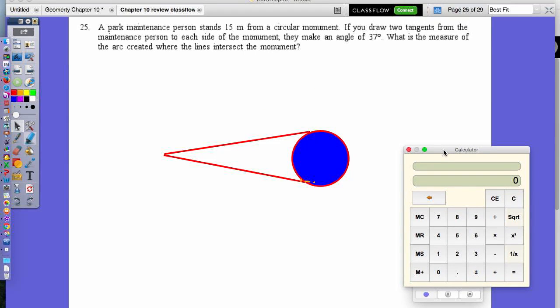So a park maintenance worker is standing 15 meters from a circular monument. If you draw tangents from the maintenance person to each side of the monument, they make an angle of 37 degrees. What is the measure of the arc?